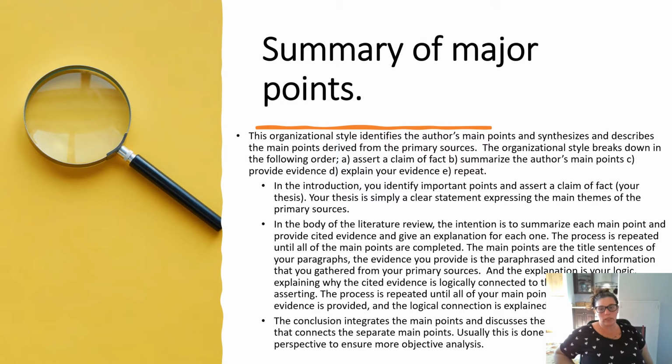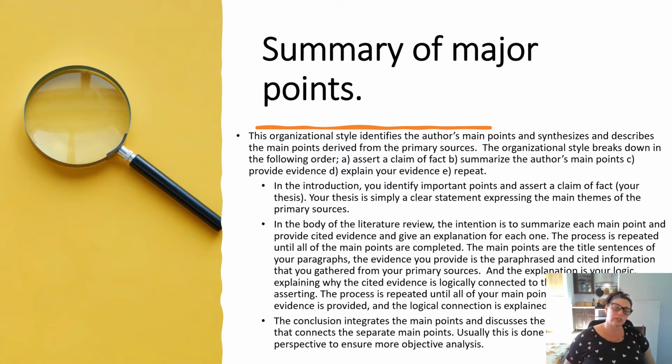So, summary of major points. What you're doing here is you're identifying all of the author's main points and you're synthesizing what all of them have to say in terms of their main points. And you're deriving all of that information from primary sources, which is something that we talked about last week, how to identify a primary source. And so the organizational style breaks down like this. You assert a claim of fact, which means you're making an assertion that something is real and factual. You summarize the author's main points. You provide the evidence for those points.